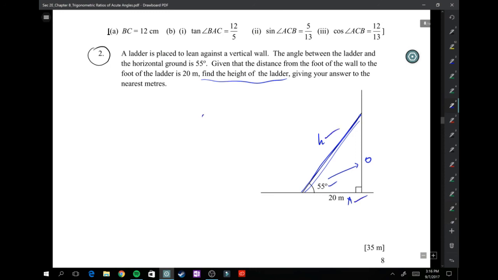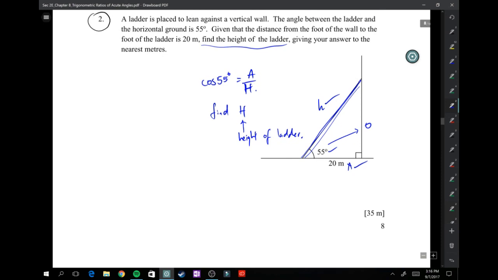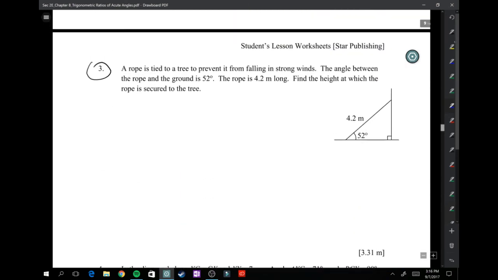So cosine 55 degrees equals adjacent over hypotenuse. Find h, and this is actually the height of the ladder. I think it's quite simple. And let's do the last question and then we are done.